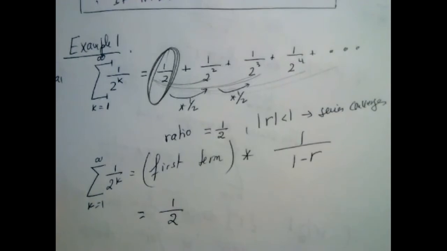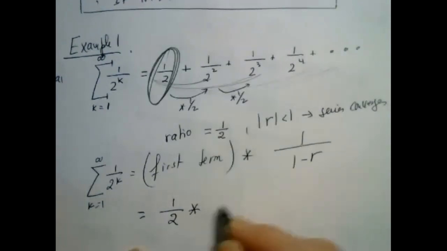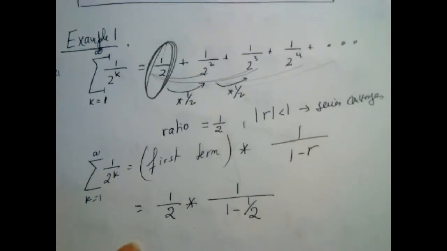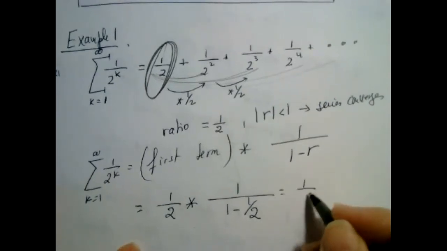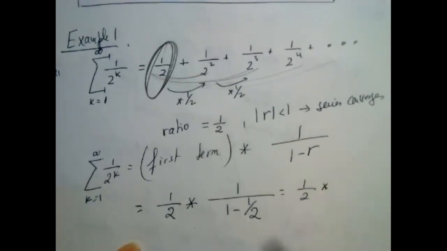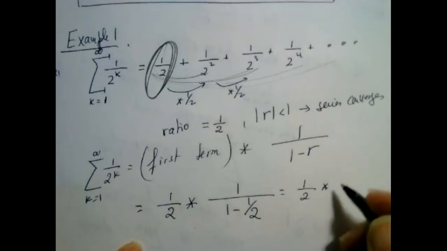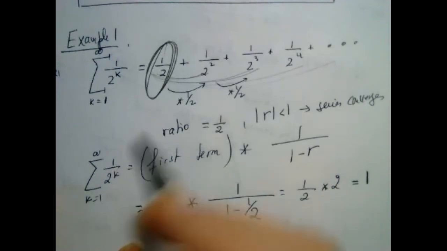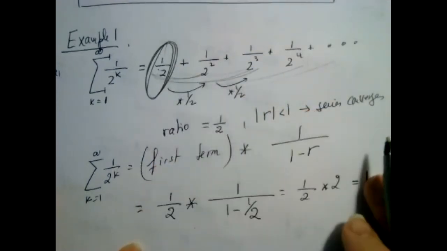You just say, what is your first term? You multiply this by 1 over 1 minus a half. And then you do the simple math. 1 over 1 minus a half is 2, so it's times 2. It means this sum is equal to 1. Okay? So it means if you add those terms, it's equal to 1.